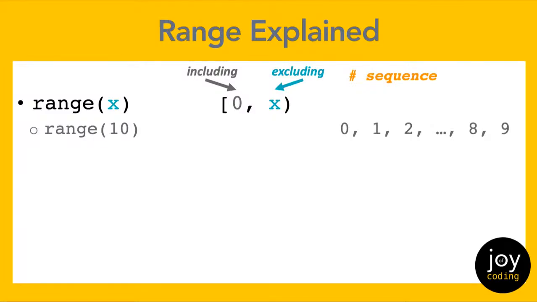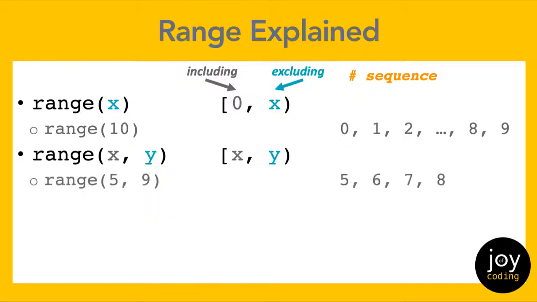The second way we can call the range function is with two parameters, x and y. We're going to start at x, inclusive, and go up through, but not including y. So for example, range(5, 9) is going to give us the sequence 5, 6, 7, 8. We start at 5 and go up through, but not including 9.